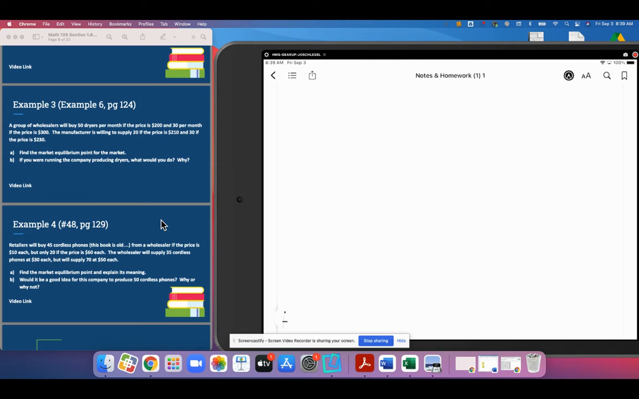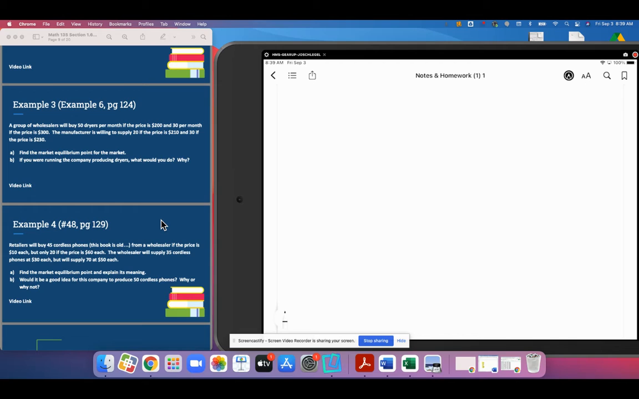So what's really going on here is we've got a person who is selling dryers, which is the supplier, or in this case, the manufacturer. And we have a group of people, the wholesalers, who are wanting to buy these dryers. And so what's actually happening in this problem is they are negotiating on what they feel is a fair price and a fair number of dryers.